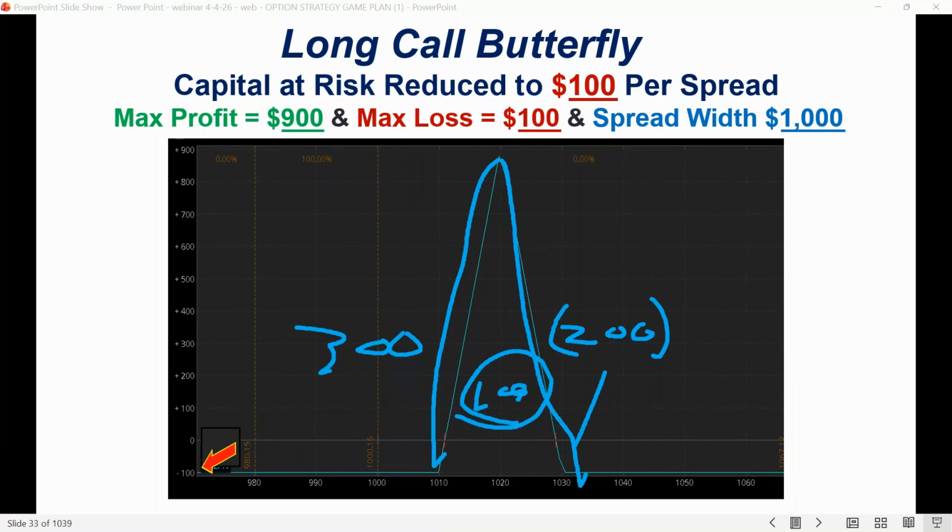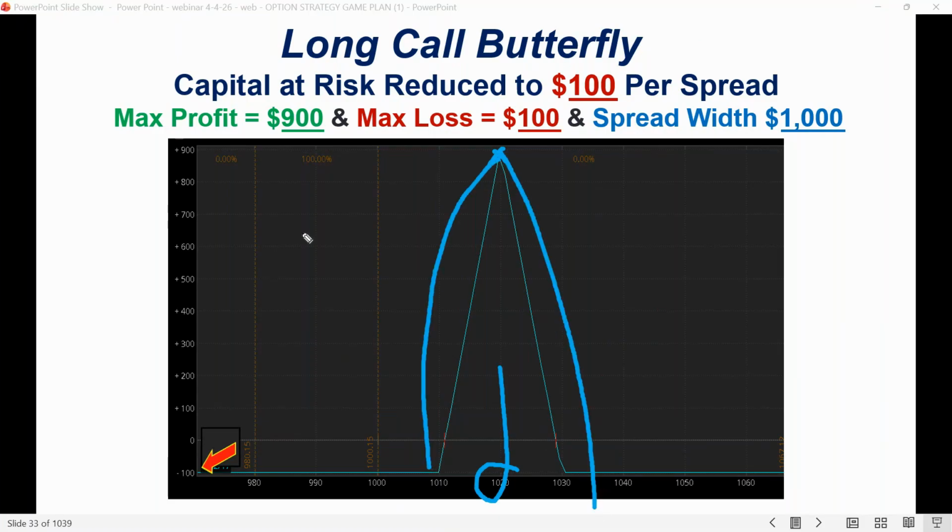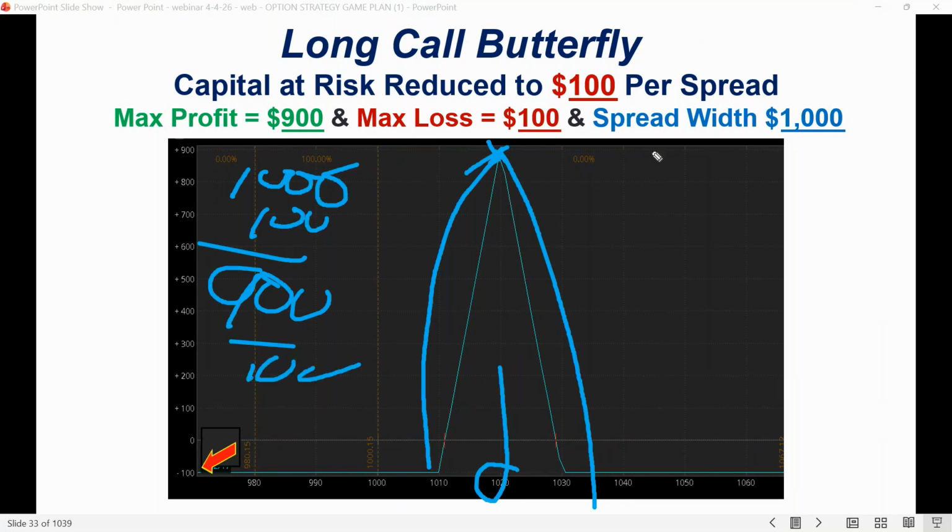Now, the beauty of this is that if you were to get what we call a pin, where it goes out at that 10-20 strike at expiration and pins there, that's where you make your max profit, which would be $900. It's a $10 wide spread, or $1,000 wide. Your cost of the trade, you've reduced to 100 by doing this. So if you did get a pin right there, you made $900 on that risk of 100. That's a 900% return, right? We'll take that all day long.